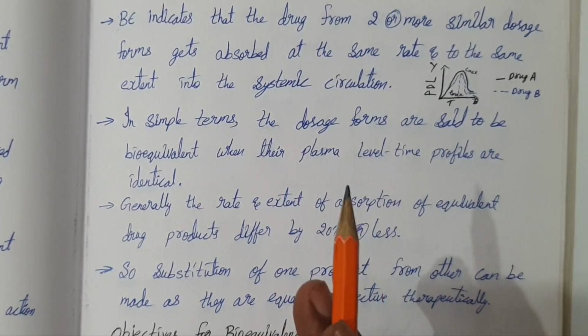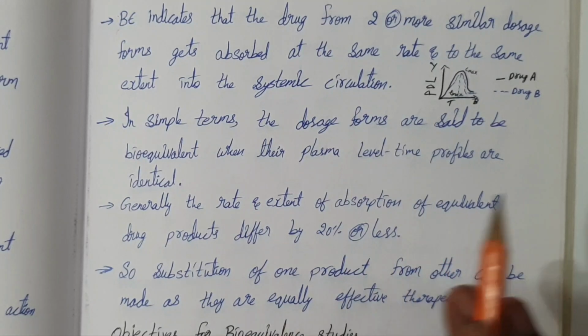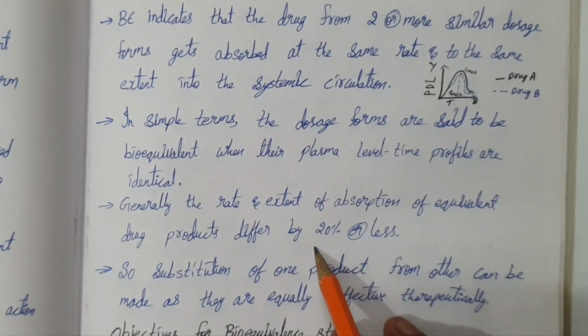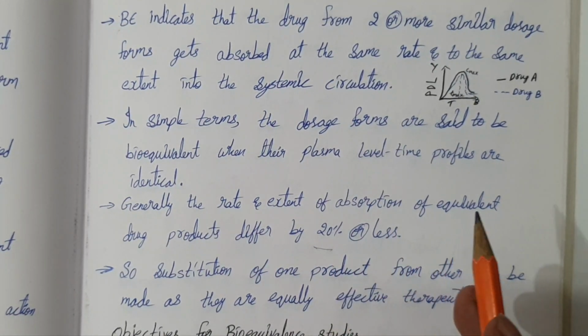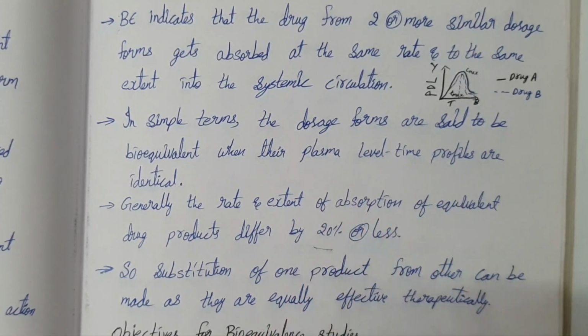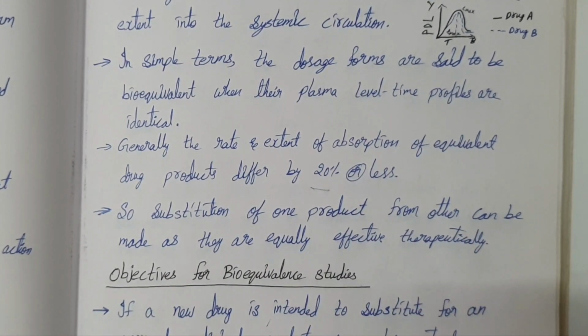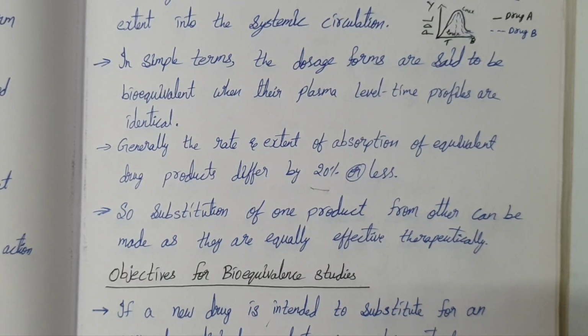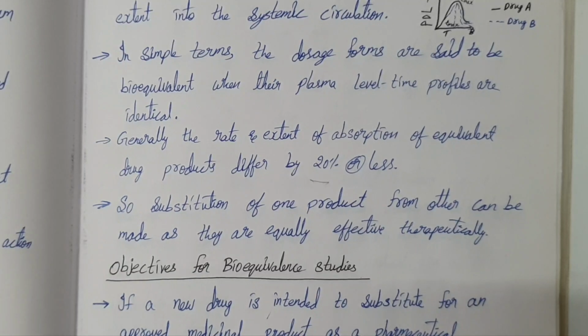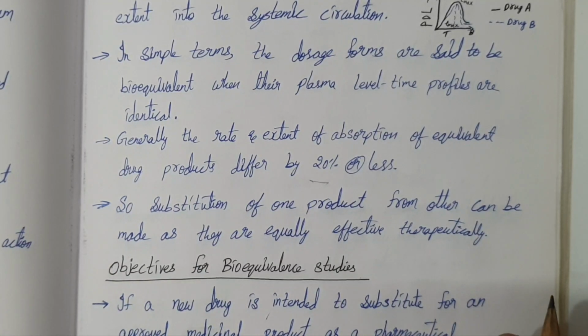According to regulatory standards, a 20% variation in absorption is generally acceptable. So if two products are bioequivalent, you can safely substitute one for the other. This is especially important for generic drugs, which must prove they are bioequivalent to the branded version.